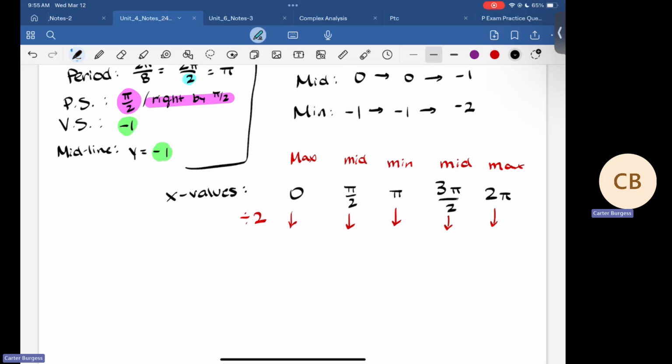What is 0 divided by 2? What is pi over 2 divided by 2? Pi over 4. Yeah, pi over 4. What is pi divided by 2? Pi over 2. What is 3 pi over 2 divided by 2? When I'm dividing by 2, where am I multiplying that 2 in? What can we notice here? Multiplying it into the denominator. So 3 pi over 2 divided by 2 is going to be 3 pi over 4. And 2 pi divided by 2 is going to be pi.